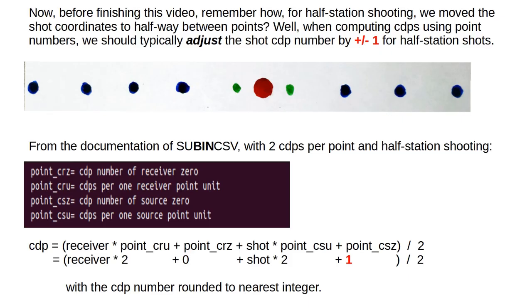This image shows the parameters and computation for CDP numbers from point numbers. Note that for half-station shooting, the shot computation should typically be adjusted by 1 CDP.